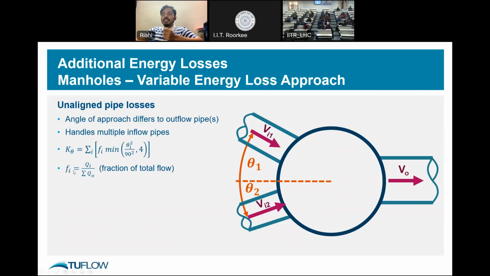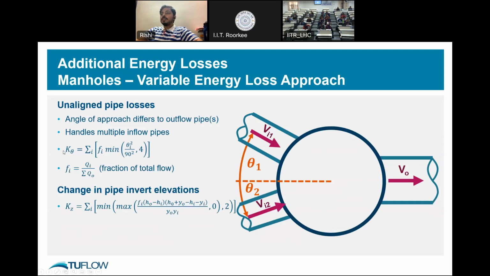Again, this function is dependent on the Q_i, which for each pipe is the fraction of flow within that pipe and the summation of flows in all the pipes. So that is what the K, which is a loss, finally will depend on. And also, if there is a change in pipe invert levels, that has a different equation for K with different elevations. Z stands for elevation.